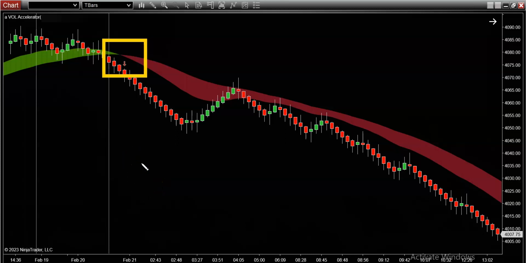There's three legs to any retracement, and all a retracement is, okay, is a pullback within the prevailing trend. Here's what this pattern looks like. Leg number one, leg number two, and leg number three.